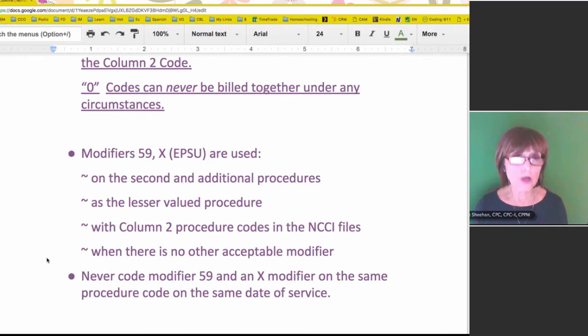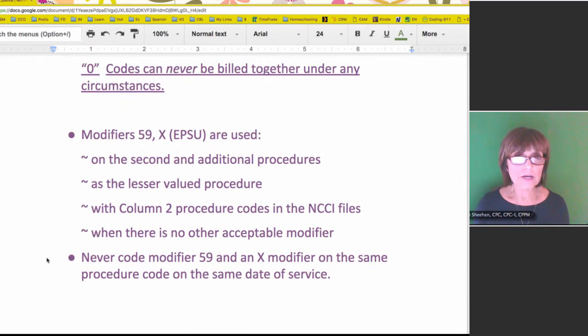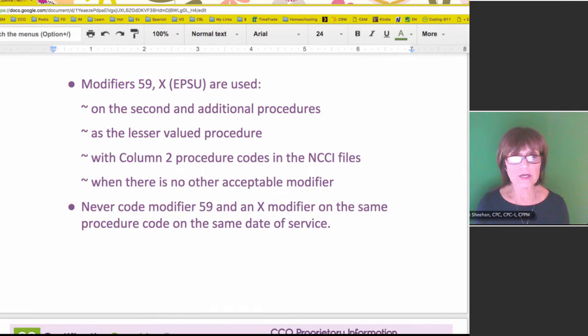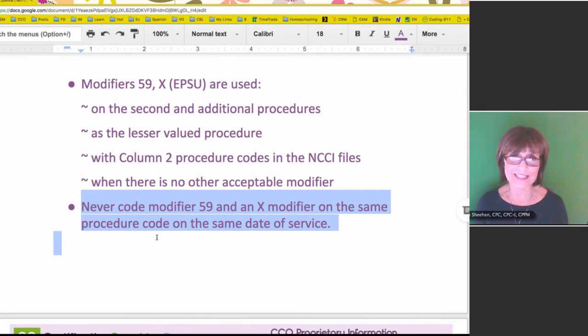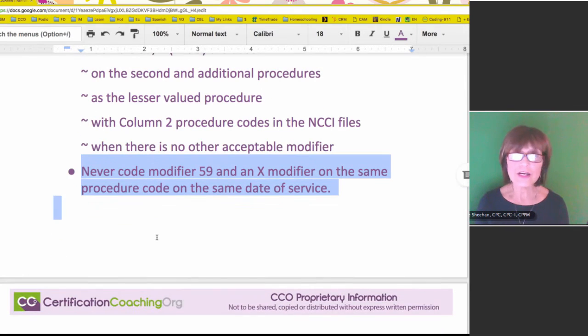You never want to code a modifier 59 and an X modifier on the same procedure code and on the same date of service on a claim form. And that's CMS's rules. I happened to see some blurb on a Blue Shield of one of the Carolinas, and it said you should have them both together. So we're focusing on CMS, but I cannot stress enough that if you venture forth into these other payers, make sure you know what their guidelines are.